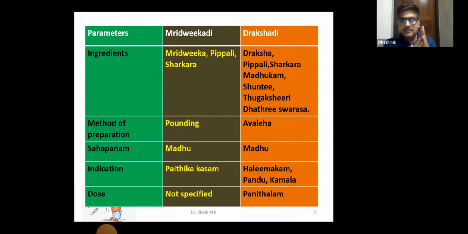The method of preparation is different. Mrudyugadi is not made as a Lehya Paka. We are just pounding all the ingredients together and making it into a Lehya. At the same time, Drakshadi is prepared as a Tavaleya Paka. Sahapana is Madhu. Typically, Mrudyugadi is indicated in Paitiga Kasa. The textual indication of Drakshadi is Halimaka, Pandu and Kamala. There is no indication in Kasa and Shwasa, but by considering the ingredients, we can see that Drakshadi is equally effective in this type of respiratory pathologies also along with the other one.